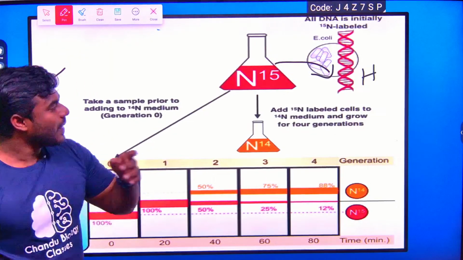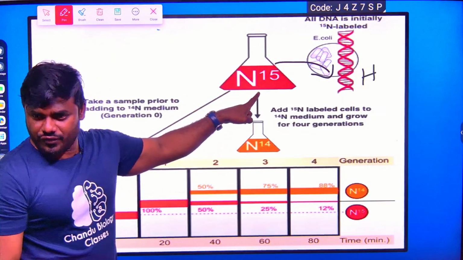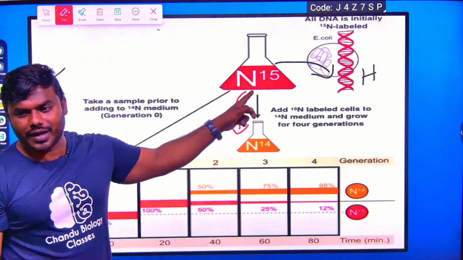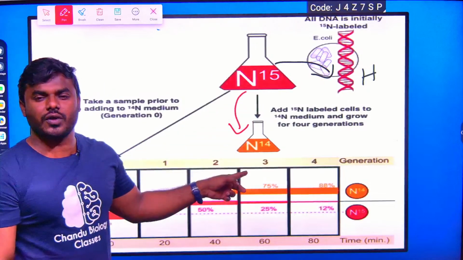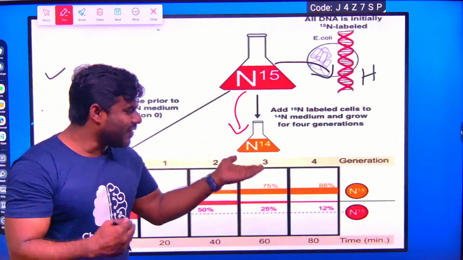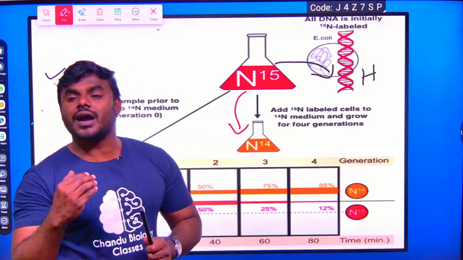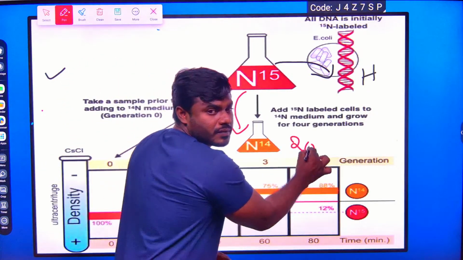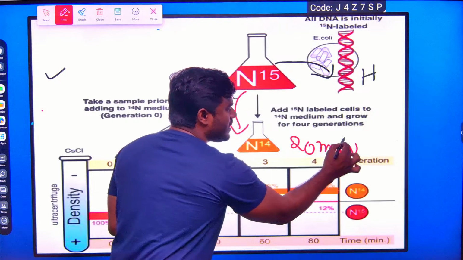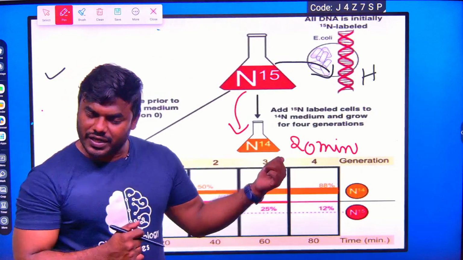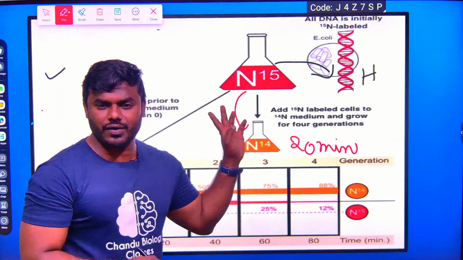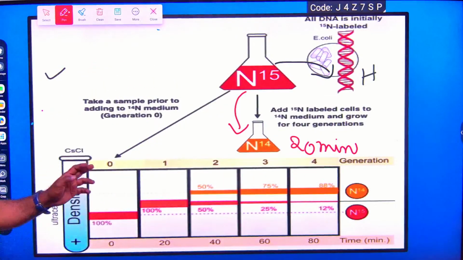After that, some of the N15 I have transferred to N14. Correct na? N15 and N14 I have transferred. Now from now onwards, I have started taking the sample every 20 minutes. Why only every 20 minutes? Because the generation time of E. coli bacteria is only 20 minutes. That's the reason I have done it. Now you only observe, no point of getting confused over there.